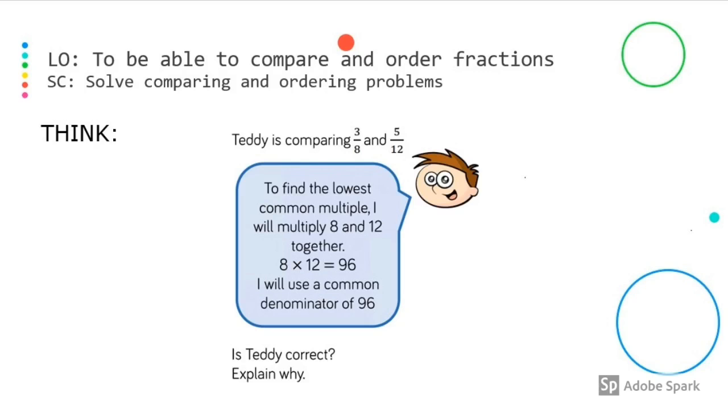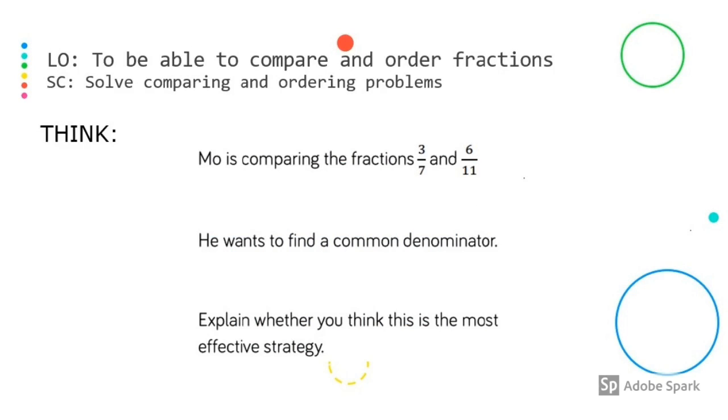Here we have our second think question. Mo is comparing the fractions 3/7 and 6/11. He wants to find a common denominator. You need to explain whether you think this is the most effective strategy. Remember, you don't always have to find a common denominator, you can also find a common numerator. Pause the video now and try and answer the question. Once you think you've got it, you can check the slides on Microsoft Teams where you'll find the answer.